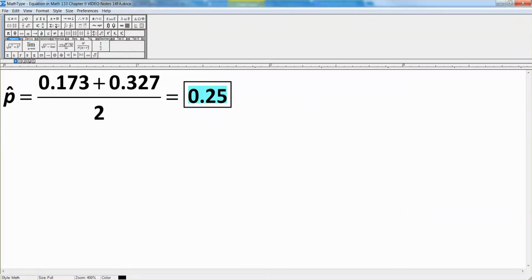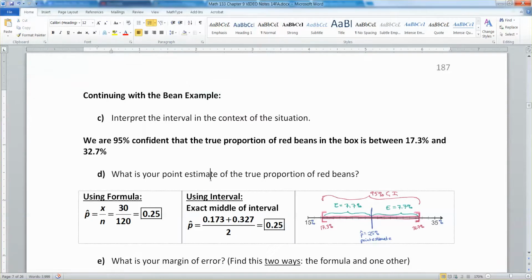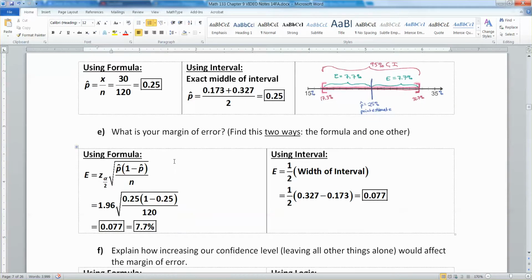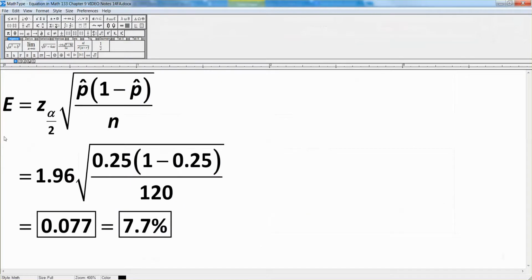So now we want to find the margin of error two ways. We're going to use the formula and the interval. I'm sorry, my computer ate my video, so I've already got this typed up. I apologize. So remember the error is right up here in green. It's that distance from that center point estimate out to the edge of your interval. So you can do this with the formula. It's not pretty, but you can do it.